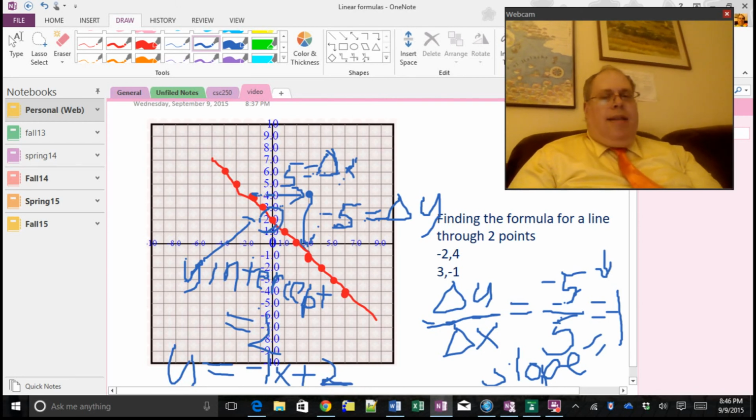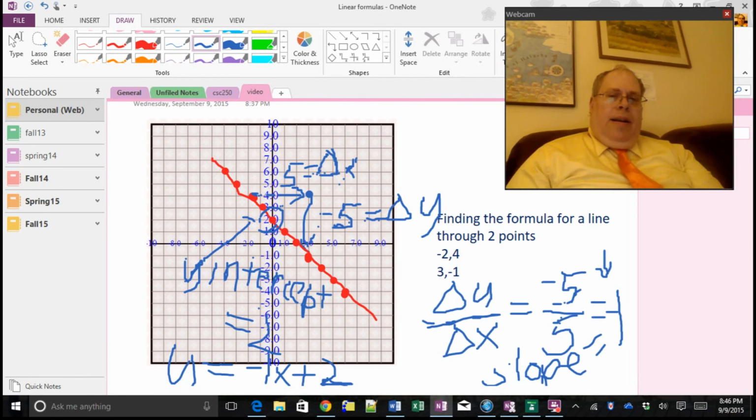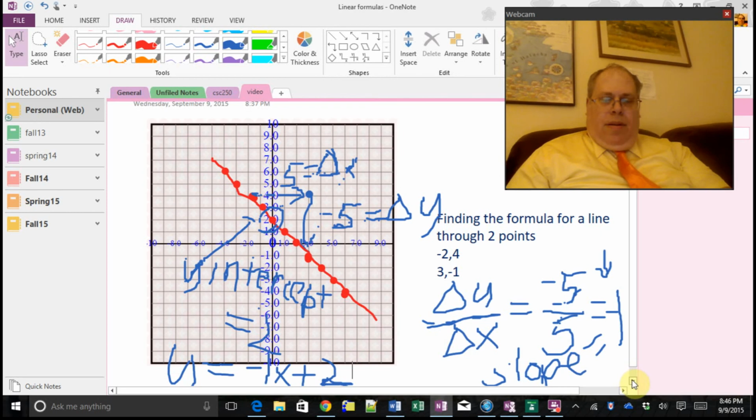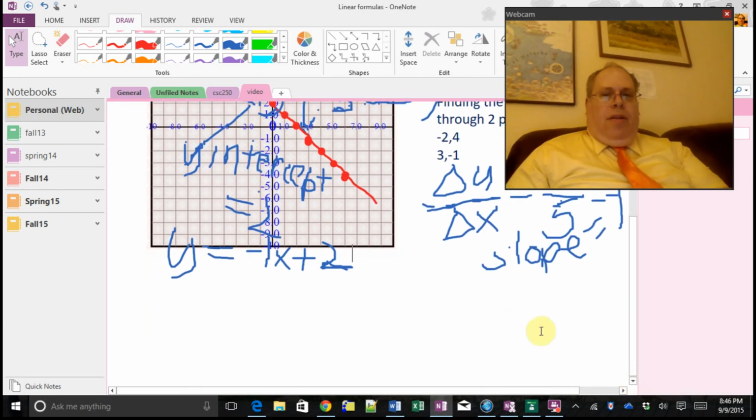And so that's how we find the formula for a line graphically. So the next video will be on finding the same formula algebraically.